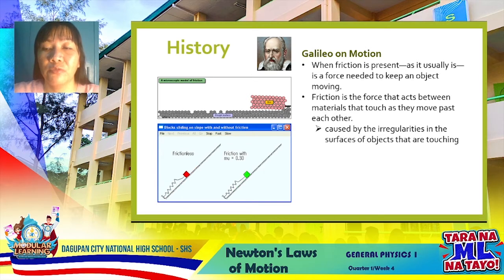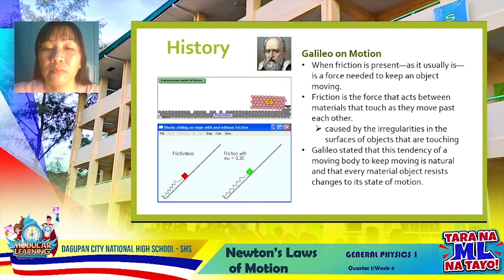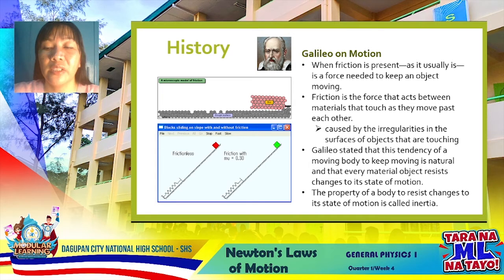Friction is the name given to the force that acts between materials that touch as they move past each other. Friction is caused by the irregularities in the surfaces of objects that are touching. Even very smooth surfaces have microscopic irregularities that obstruct motion. Galileo stated that this tendency of a moving body to keep moving is natural and that every material object resists changes to its state of motion. The property of a body to resist changes in its state of motion is called inertia.